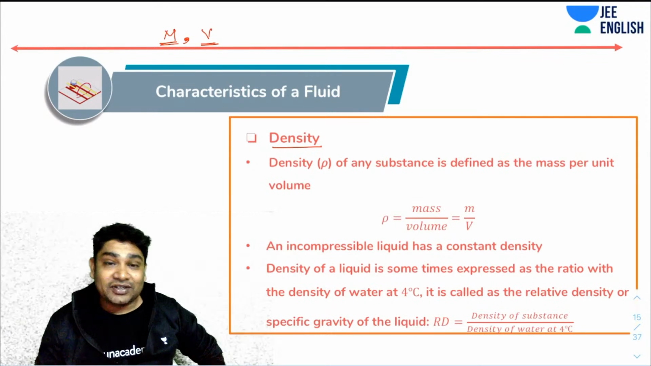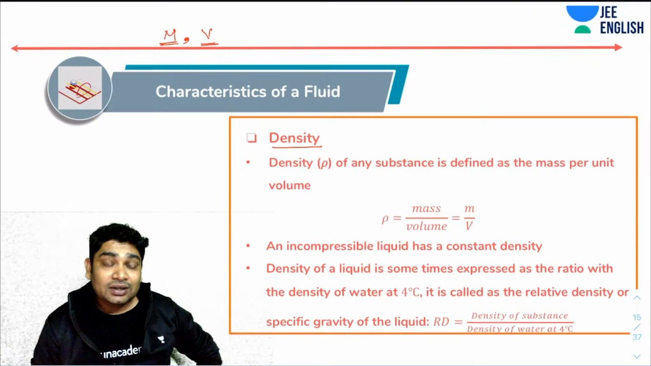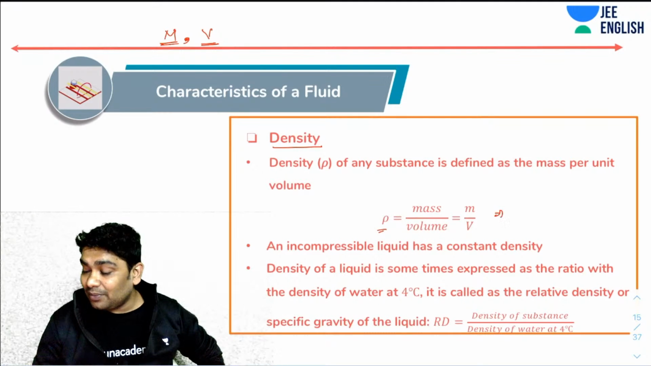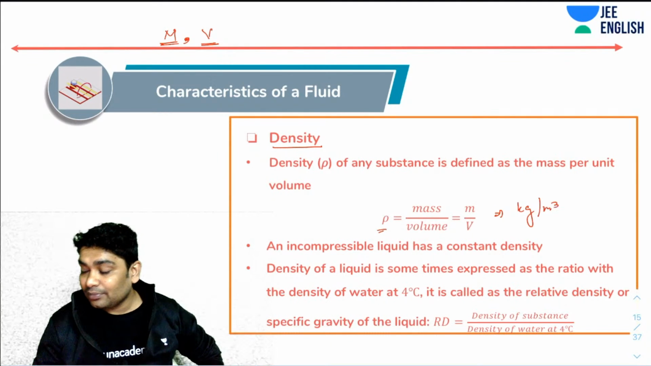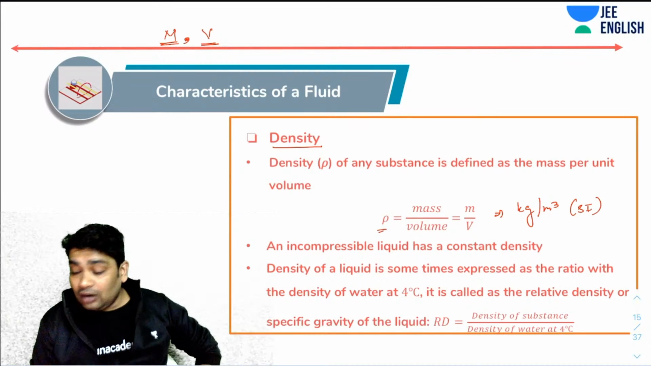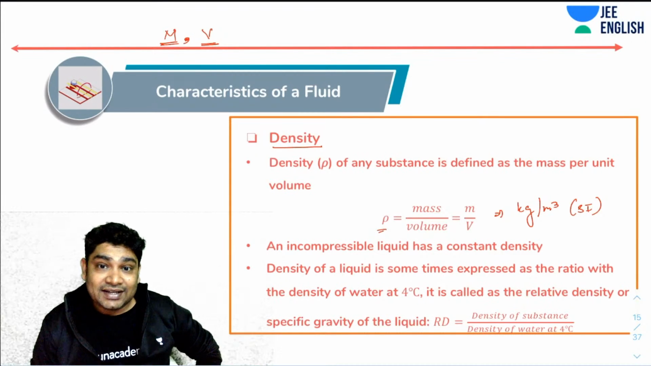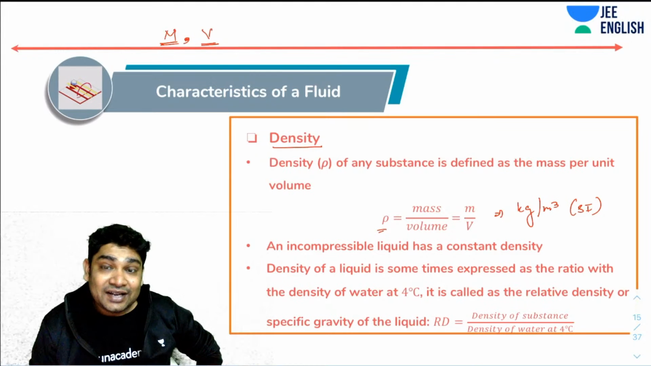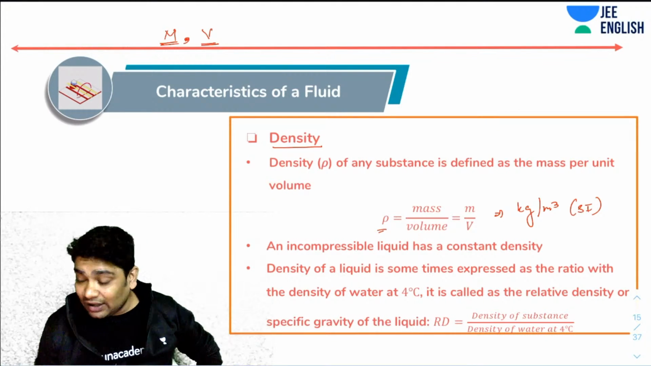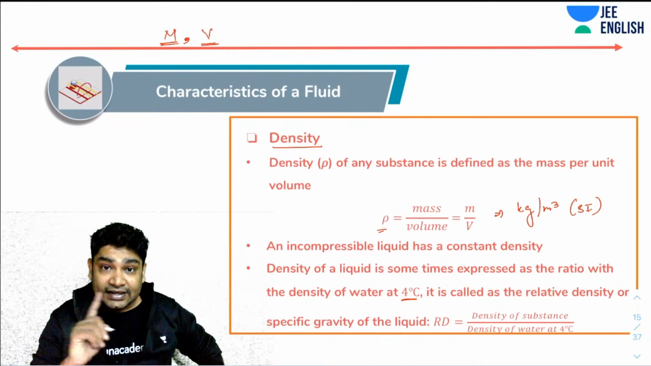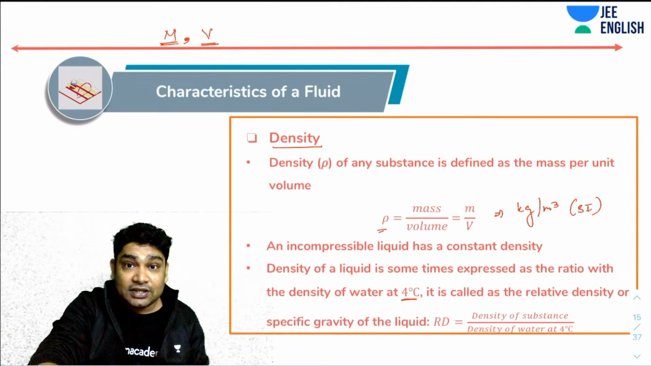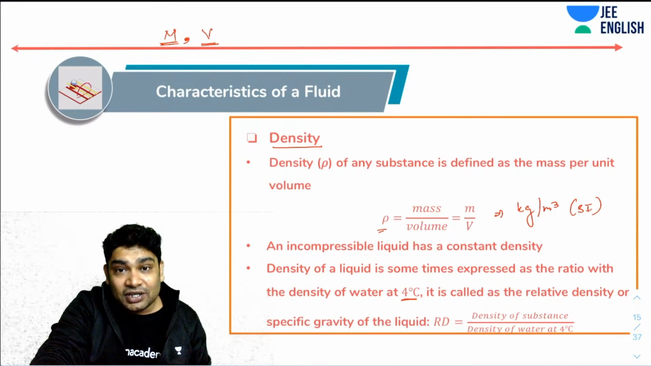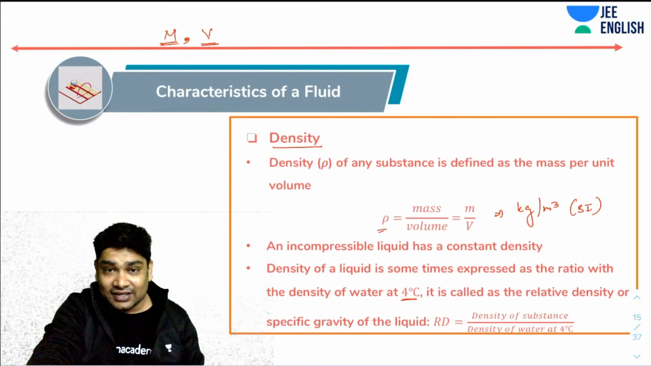Now, density of any substance, as you know, is defined as mass per unit volume, right? The standard symbol is usually rho, and of course, the SI unit would be kg per meter cube. For an incompressible liquid, the density is constant, and the density of a liquid is sometimes expressed as a ratio with the density of water at 4 degrees Celsius. Your densities do change with temperature. So don't think that even for incompressible liquids, at a fixed temperature you cannot change their density, but by changing the temperature, the density can be changed.